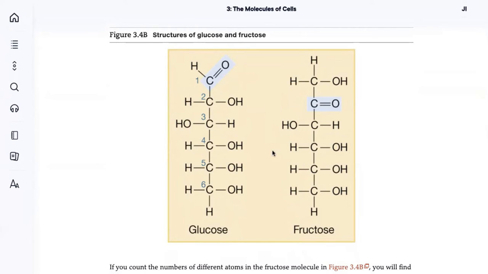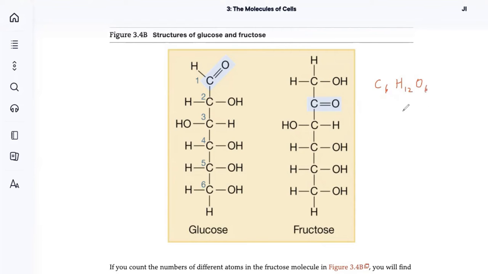And what you can notice here is that in these molecular diagrams, we're actually looking at two different kinds of monosaccharides. Glucose is one version, fructose is another. Now, here's the thing. If you look at them, you would count up 6 carbons in each. And if you look in each one of these, you would get 1, 2, 3, 4, 5, 6, 7, 8, 9, 10, 11, 12 hydrogens. And you would get 6 oxygens as well.